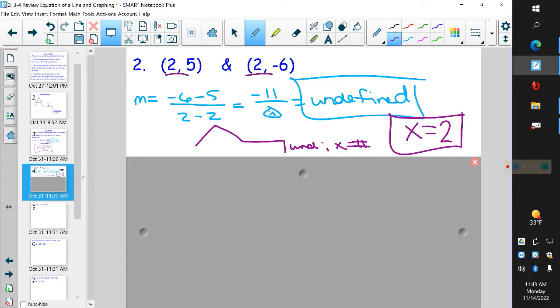You are right with the slope. You are not right with the equation because you wrote x equals 11. It has nothing to do with 11. It has everything to do with what x is. Does everybody understand that? Okay?